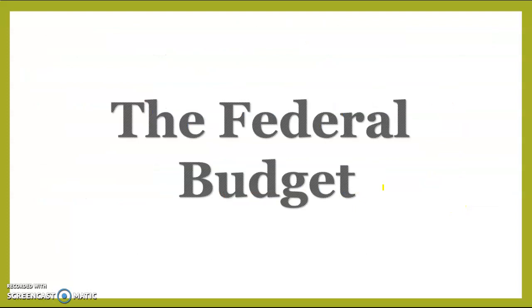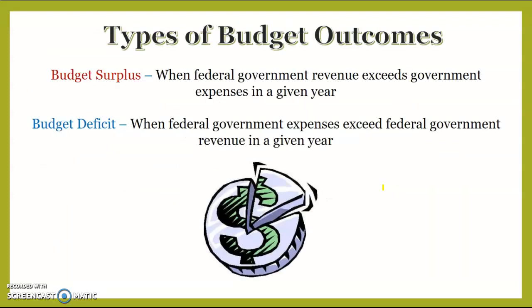The last thing I want to touch on is the federal budget. So every year the government brings out a federal budget, and basically what that means is the difference between what they're collecting in revenue and what they're spending in a given year. If the government runs a budget surplus, that means government revenue exceeds expenditure in that year, and if they run a deficit, it means expenditure exceeded revenue.